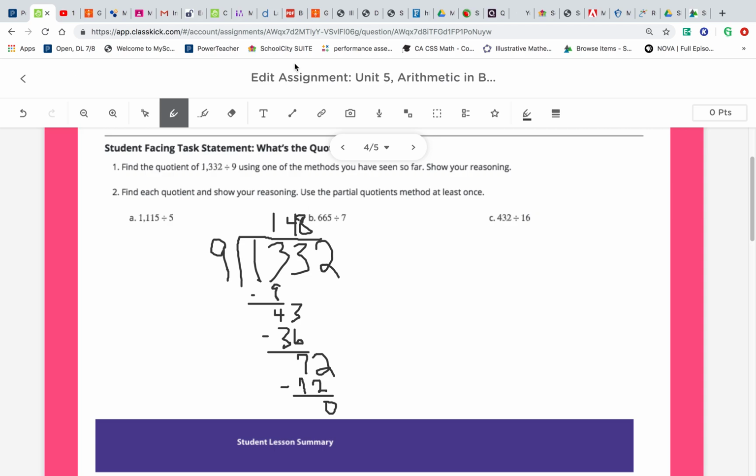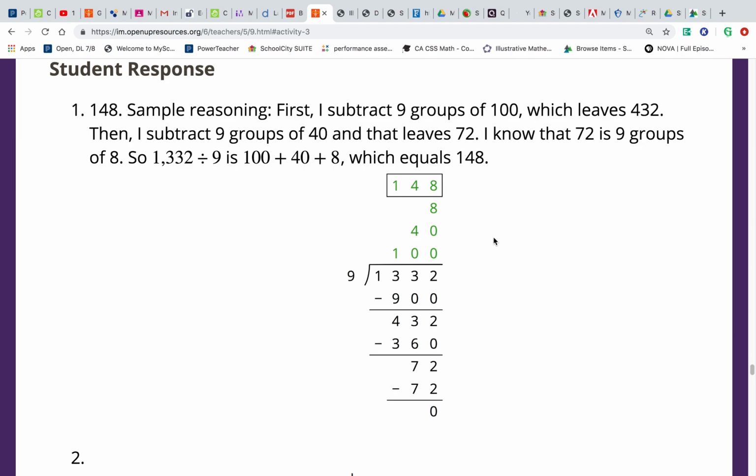Now let me show you the partial quotients method, how that looks. Here it is. You can see what they do here is they take 1,332 and they think of it as being 9 groups of 100, or 900. From 1,332 they subtract 900 and you get 432. When they see 432, they break it down into 9 groups of 40. That's 360. They figure this is easier to work with. 9 times 40 is a little bit easier to do. So 360, and then you subtract that, and you get 72. And then they know that from there they can break it down into 9 groups of 8, and that is 72, and it's no remainder. It's 148.